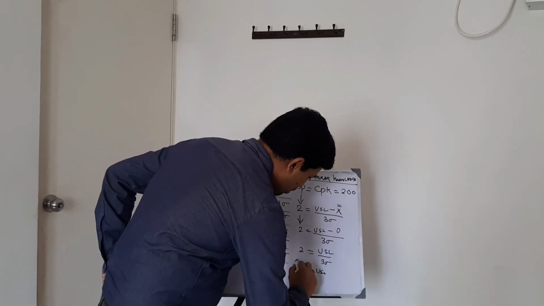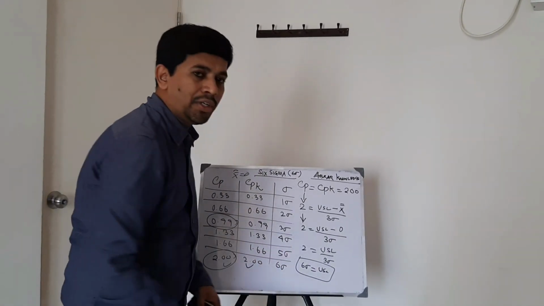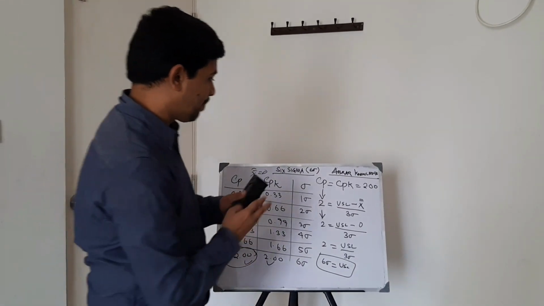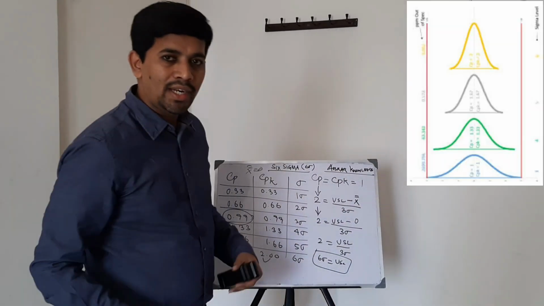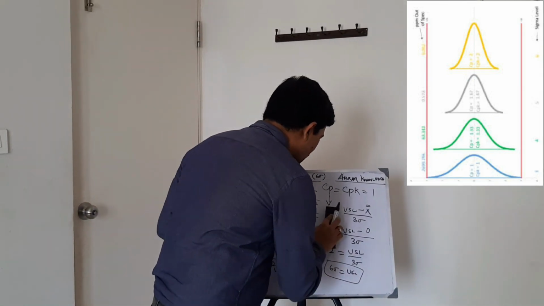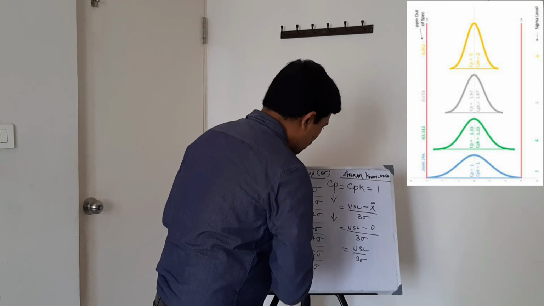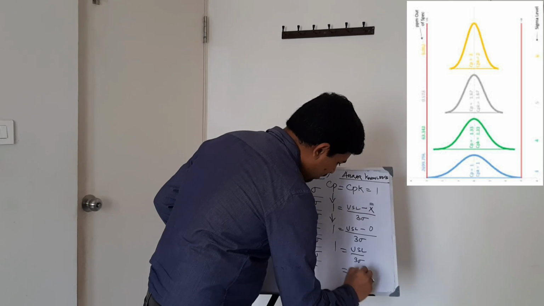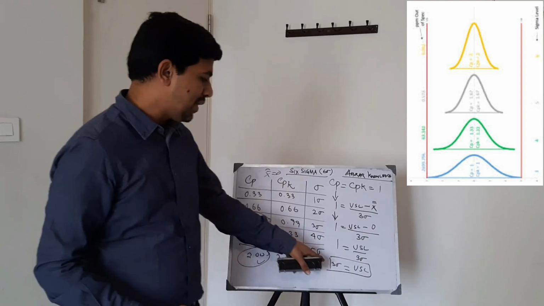That's how, by knowing these values, you can also determine 6 sigma. Let me take one more example of 0.99. Instead of this, I'm going to apply 0.99, or 1 I can apply. Let's say CP and CPK are equal to 1. So USL equals 3 sigma. So if the value is 1, that means it's 3 sigma.